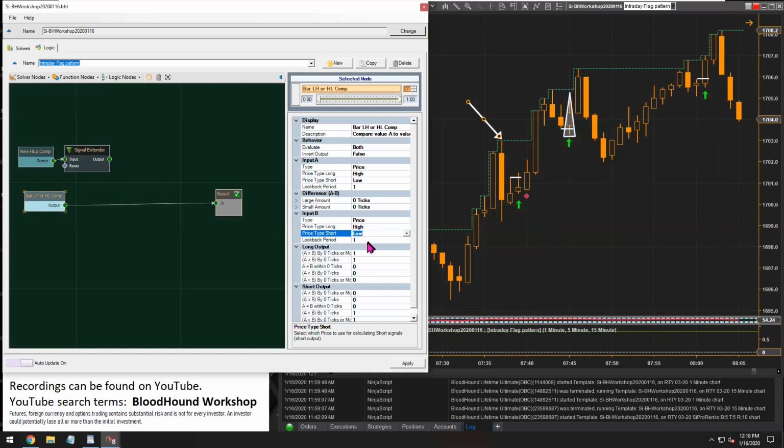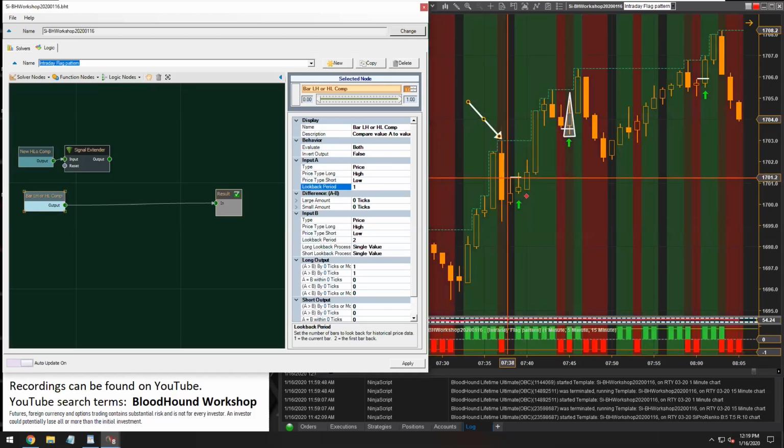Now, input B, I want that to be one bar back, right? So input A is going to be the current bar that we're looking at, so that's going to have a look back period of 1. And then input B, we want that to be one bar behind, so our look back period is going to be 2. And we're looking at a single value.